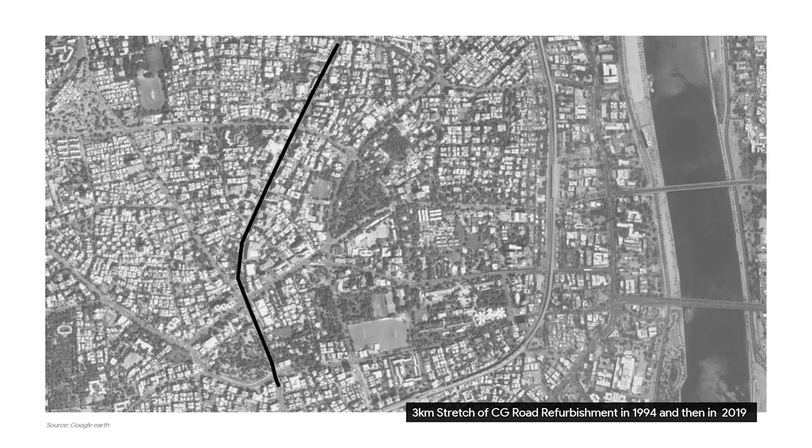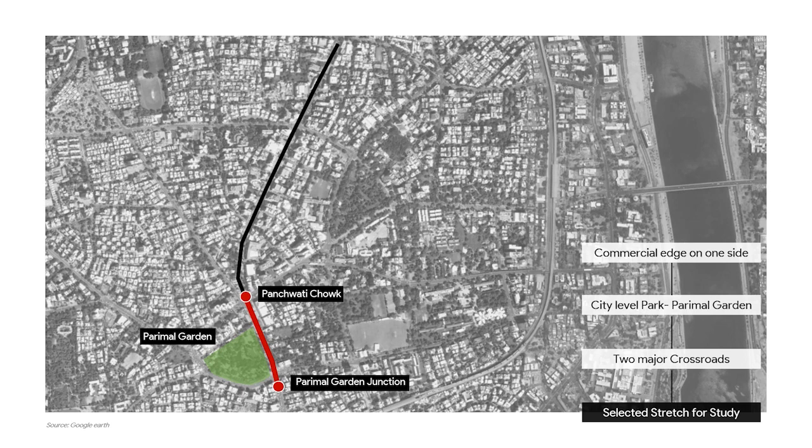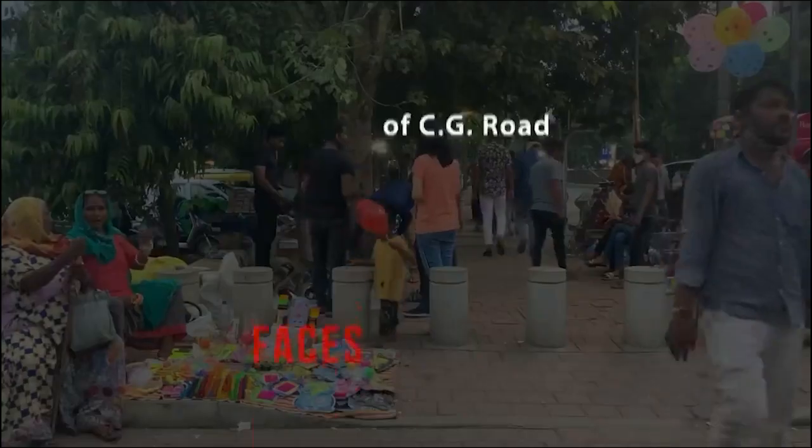To review this better, a stretch of CG Road from Panchavati Junction to Parimal Garden Junction is considered. The reason for selecting this stretch is because it lies between two major crossroads of the city and is known for its commercial edge on one side and city-level park on the other side. Let's have a look at what the people in the city have to say about their experience of CG Road.